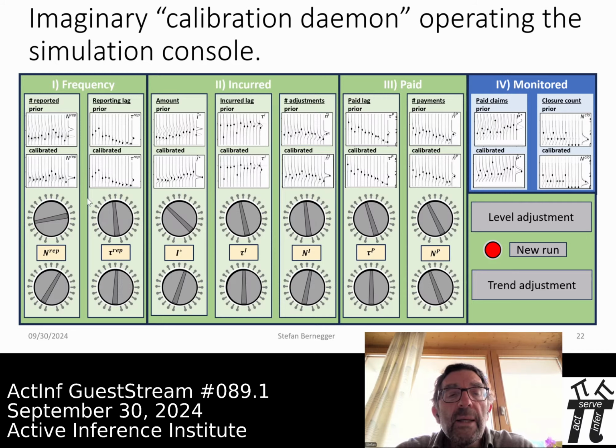But in this case, I've only calibrated this green area here, and here I've just shown one hand where I can change the level, and another one where I can change the trend, and maybe I run multiple iterations. So in this case, I think I ran it 5 times to basically be able to deal with the dependencies.